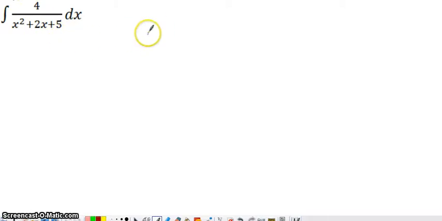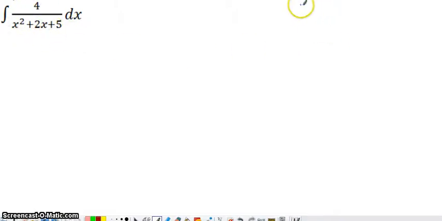Now in this case, what you might try is a partial fraction decomposition. This is a polynomial over a polynomial. So if this denominator factors, you might be able to break this up into two simpler fractions and have two pretty simple antiderivatives to do as a result. But if you try to factor this denominator, I think you're going to realize that that doesn't work.